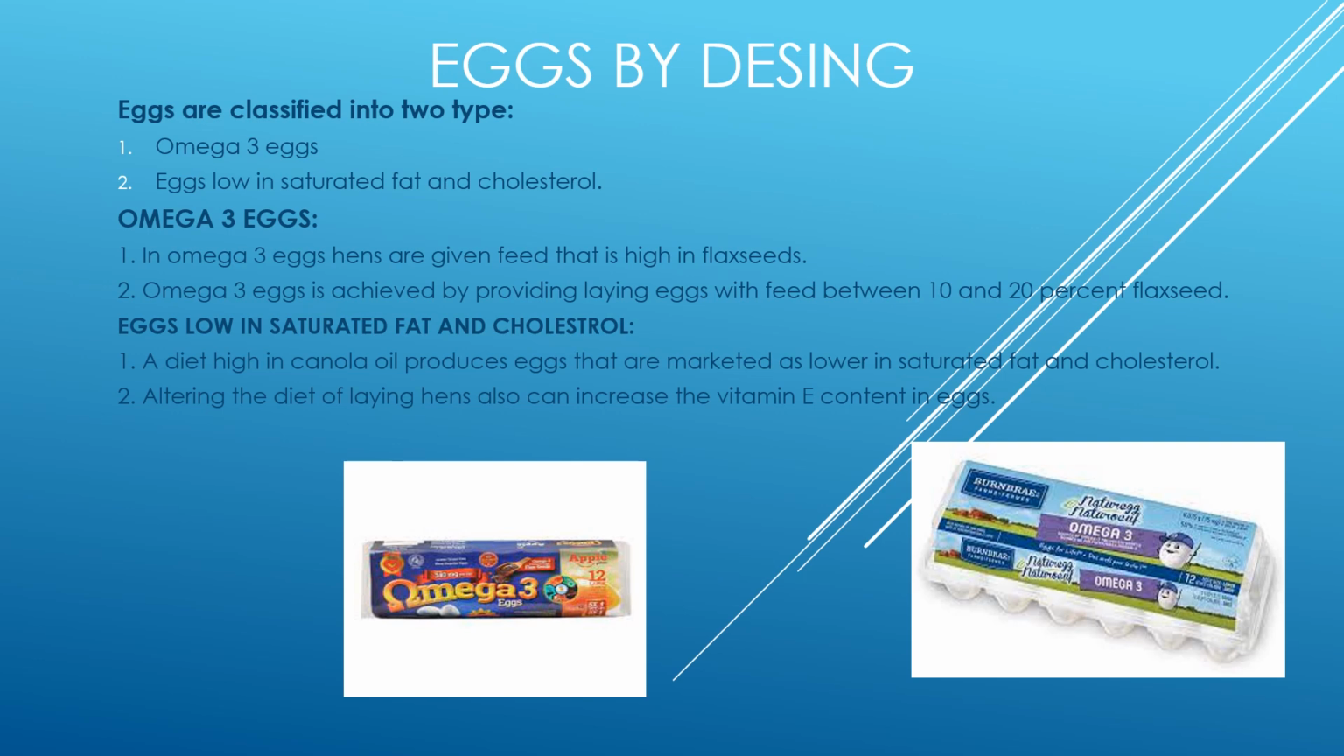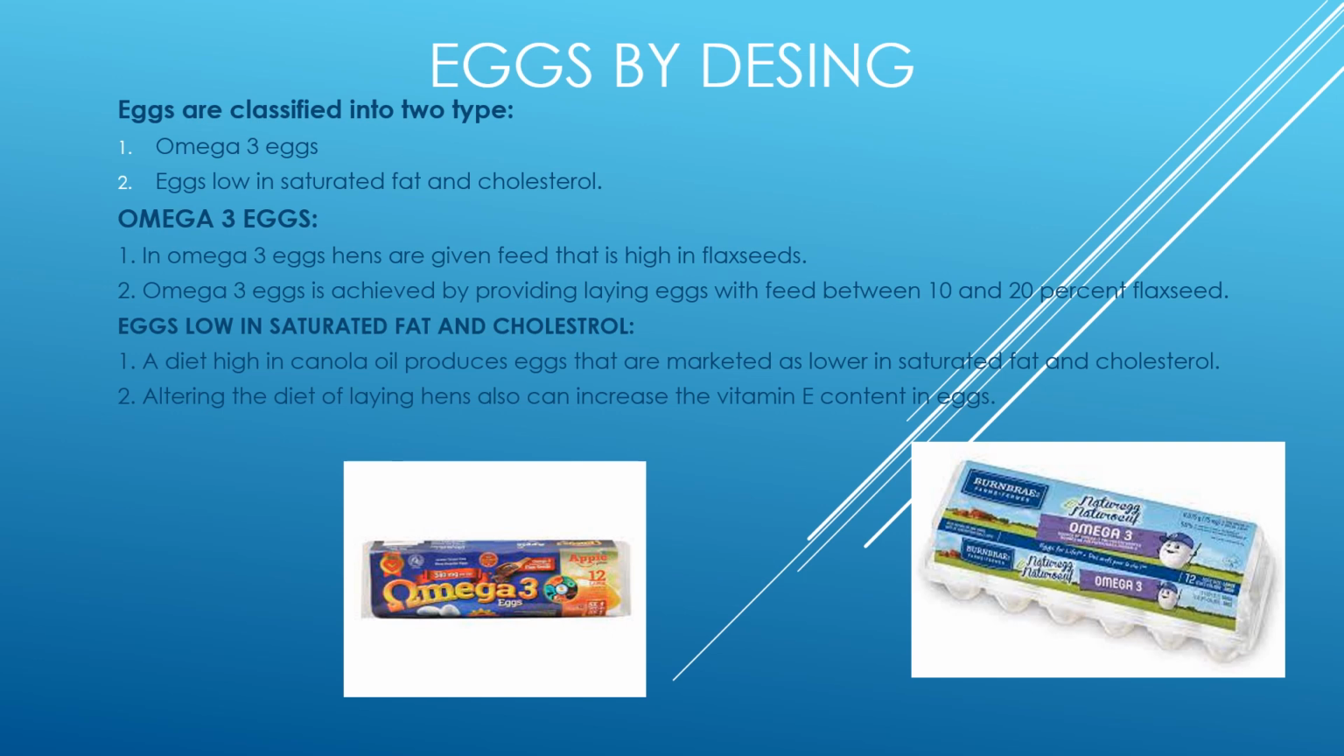They are classified into omega-3 eggs and eggs that may be low in saturated fat and cholesterol. In omega-3 eggs, hens are given feed that is high in flax seeds because flax seeds are an excellent source of omega-3. So omega-3 eggs are achieved by providing laying hens with feed between 10 and 20% flax seeds. This elevated level of omega-3 fatty acid is achieved by giving exactly the same percentage which has been approved by FDA.